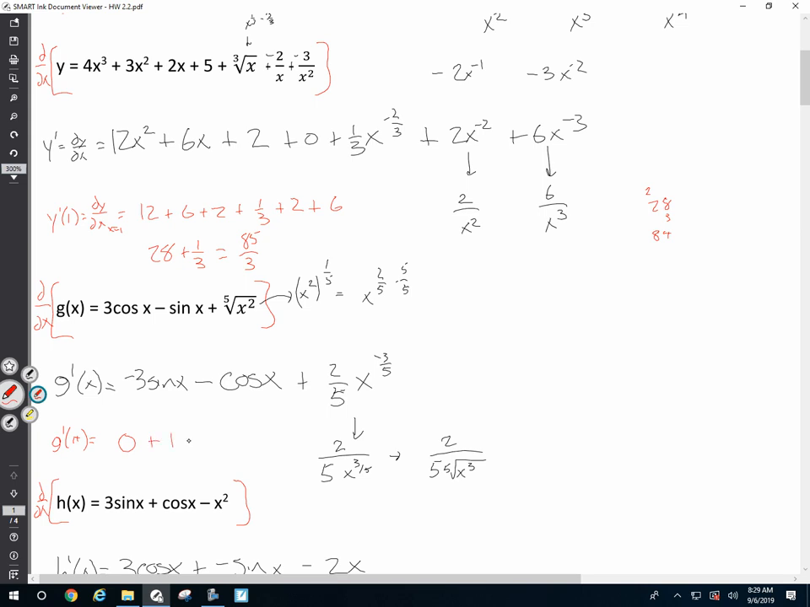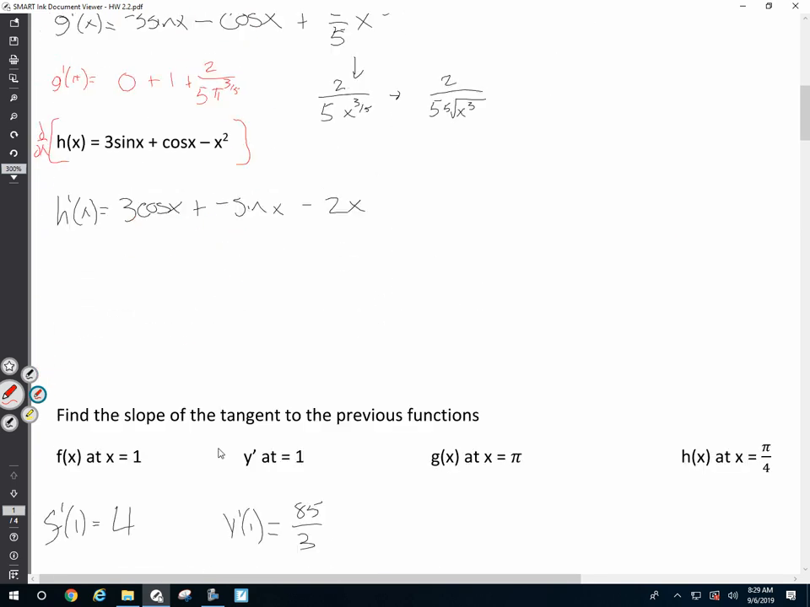And then plus 2 over 5 pi to the 3/5. Do I know what pi to the 3/5 is? No. Am I expected to know it? No. What am I going to do then? Don't worry. Sometimes you're going to have crazy looking answers, but they're still correct. 1 plus 2 over 5 pi to the 3/5 is perfect.